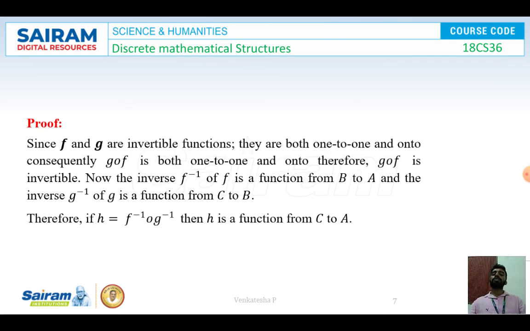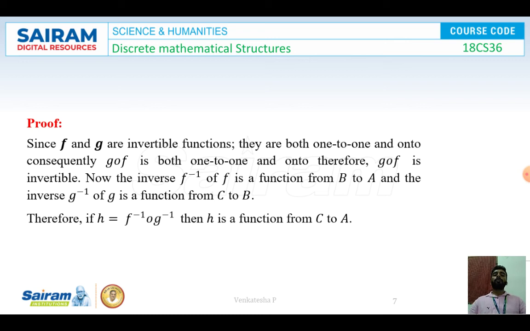Now the proof. Since f and g are invertible functions, they are both one-to-one as well as onto, because f and g are invertible. This is because of the previous theorem. Now if f and g are one-to-one and onto, obviously the composite g∘f is also one-to-one as well as onto. So therefore g∘f is an invertible function.